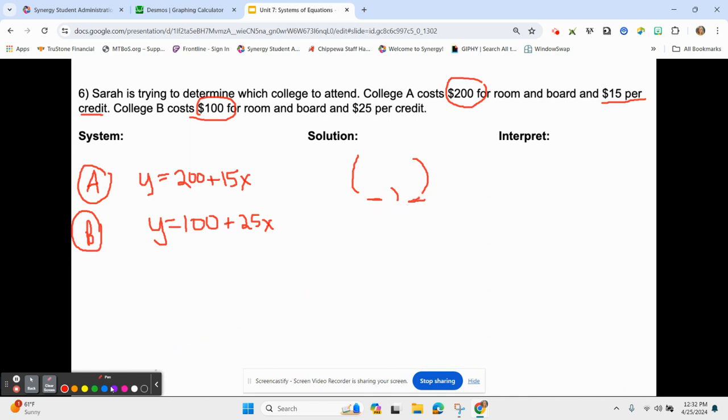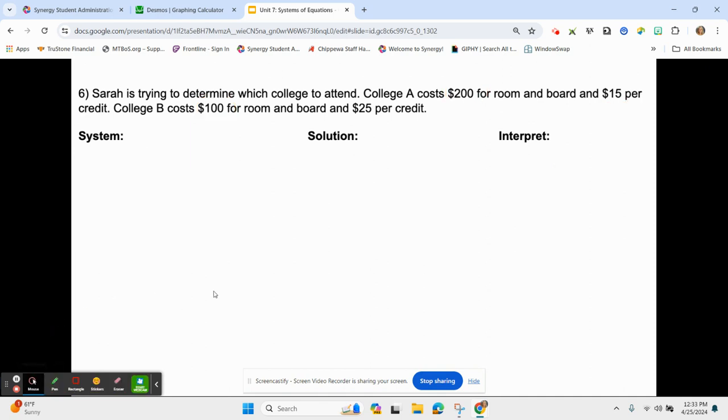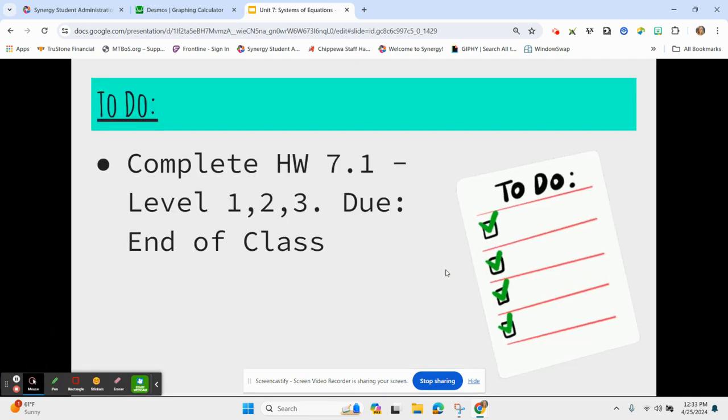Now in this situation, x is the number of credits, right? That's the number of credits. And y is going to be the total amount of money. And so when you graph this one, you are going to see when these two colleges are equal. When does college A equal college B? That's what you're going to find out. So you are now completely prepared to finish off homework 3.